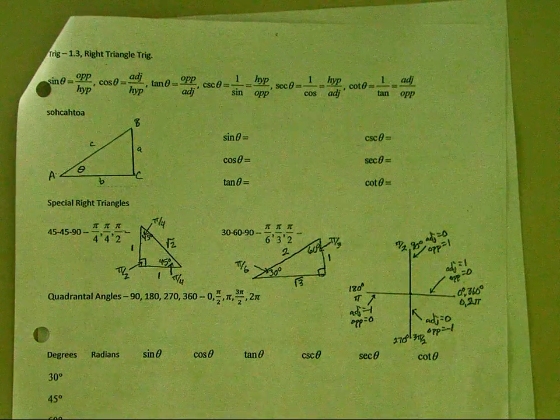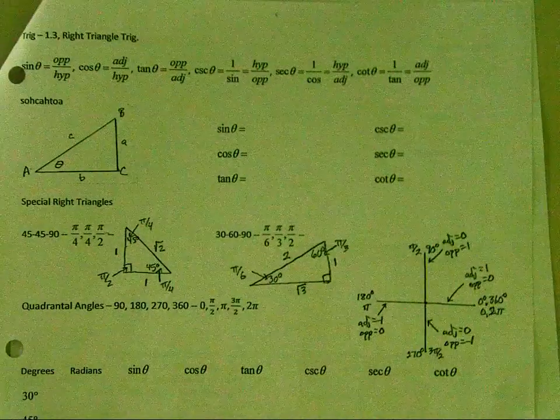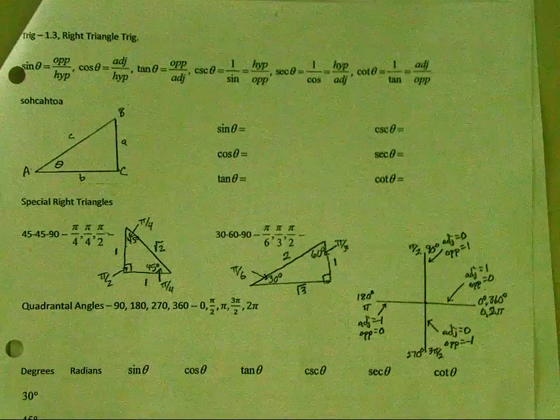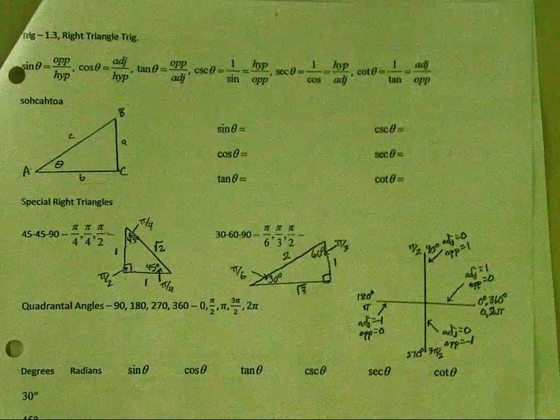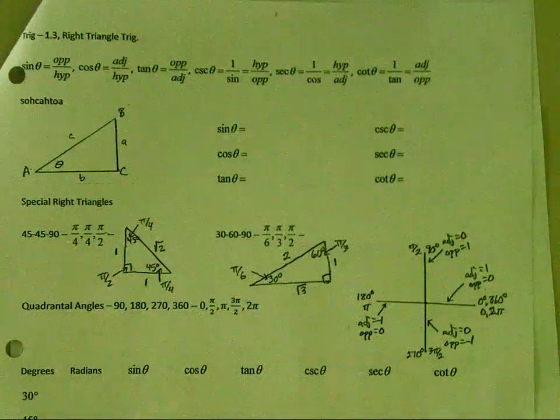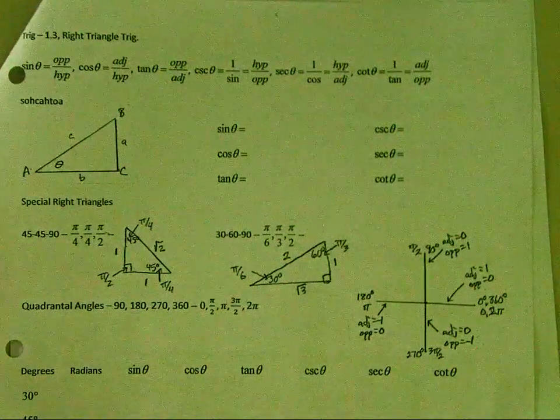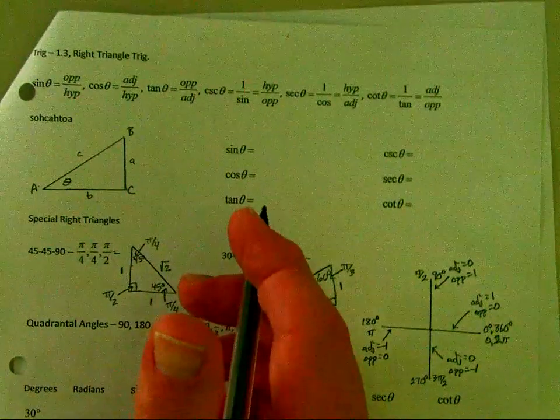Okay, we're going to go over section 1.3 right now. Now, section 1.3 puts together what you know from before about sine, cosine, and tangent, the trig functions, and the special right triangles. First of all, the sine, cosine, and tangent.